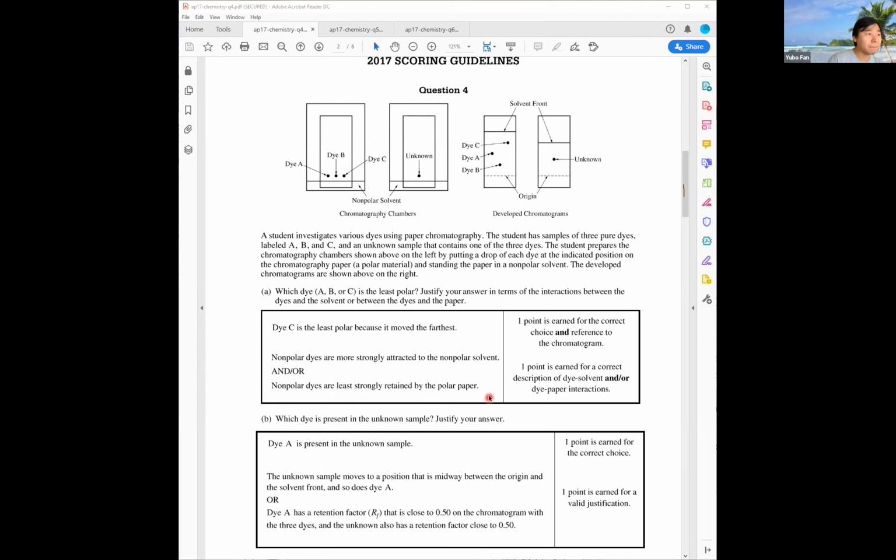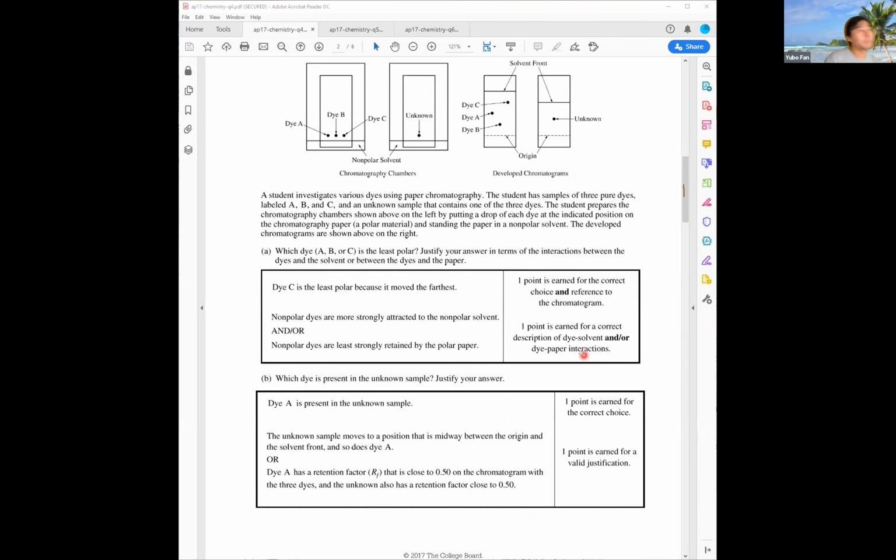Get it? So first you write this sentence: Dye C is the least polar because it moves the fastest, and then explain: nonpolar dyes are least strongly retained by the polar paper. I explained that, but you don't need to give such detail, because you don't know what kind of material they used in the chromatography. Okay. Second question, which dye is present in the unknown sample?